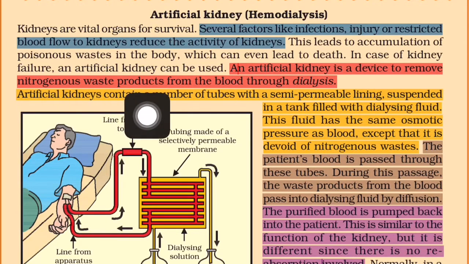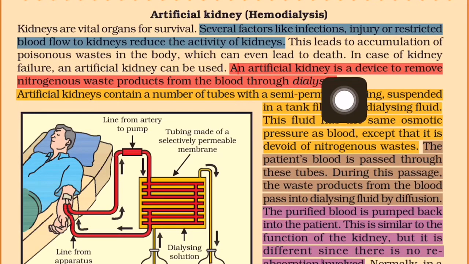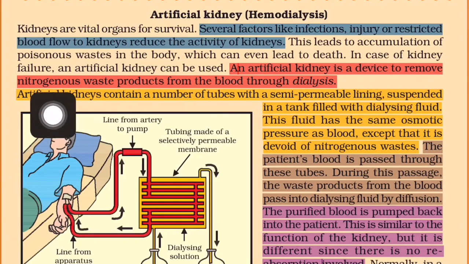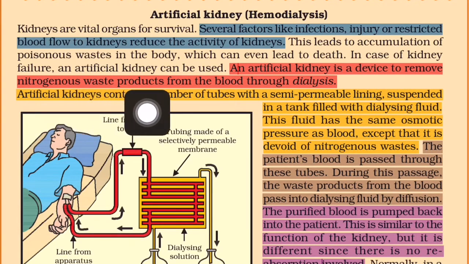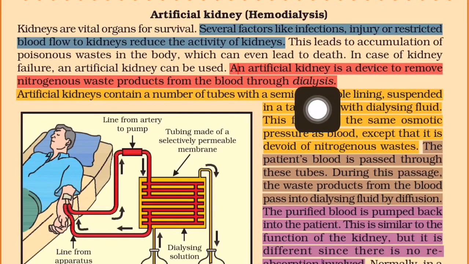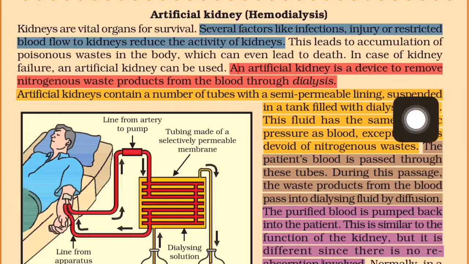So what is an artificial kidney? An artificial kidney is a device to remove nitrogenous waste products from the blood through dialysis. This device removes the nitrogenous waste from the blood through dialysis. Dialysis is a solution; we will discuss it later in this section.